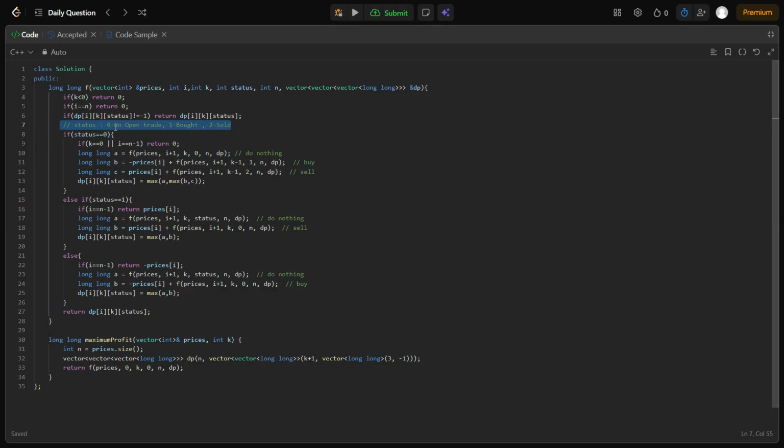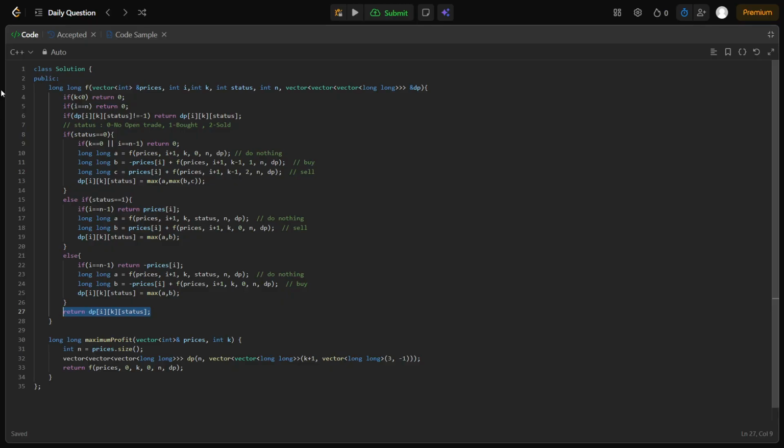And what are these 0, 1, and 2? If it is 0, then there is no open trade, if it is 1, then a buy trade is going on, and if it is 2, then the third case, a short selling transaction, is going on. For all these three cases we have written the possibilities, the choices, and then we have taken the maximum out of these choices to fill our DP array, and then we have returned the element which gives the maximum profit.